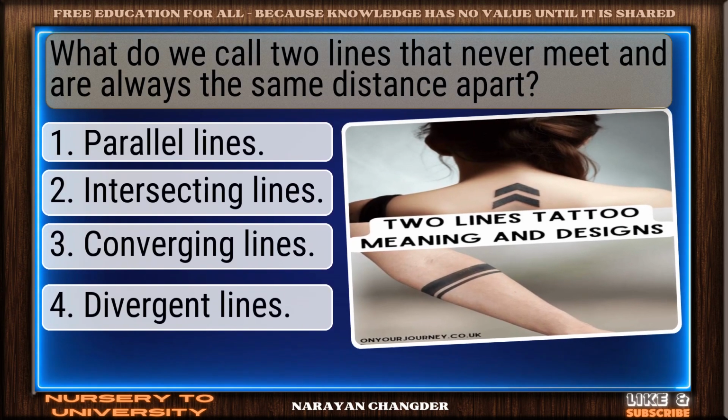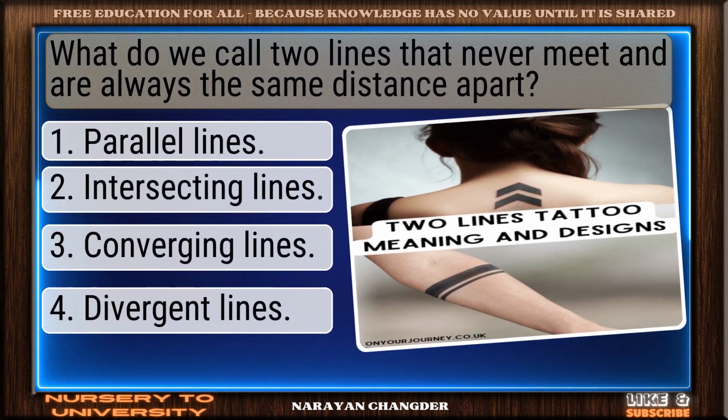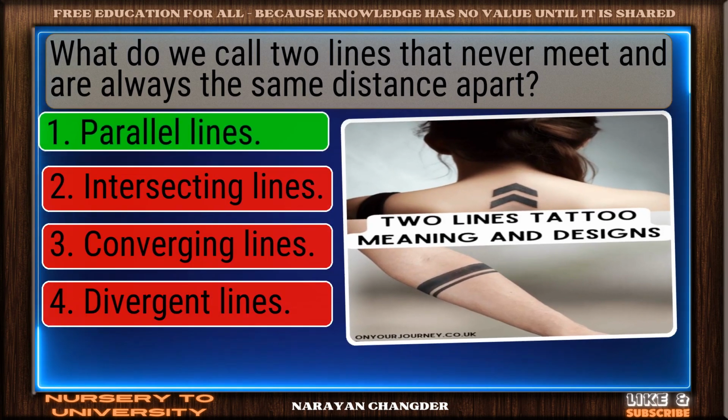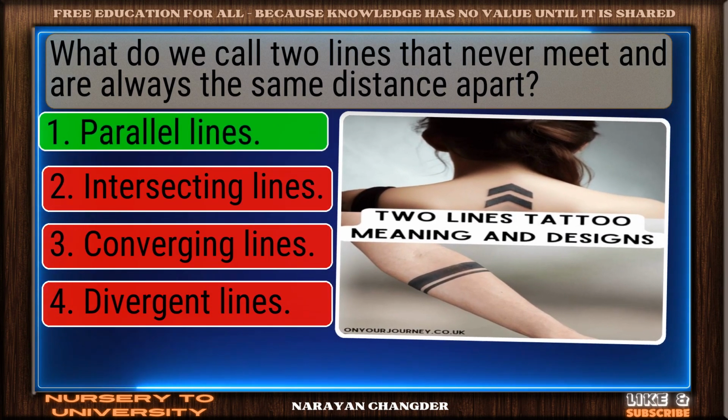Question number 55. What do we call two lines that never meet and are always the same distance apart? Nicely done. Parallel lines is a solid answer.